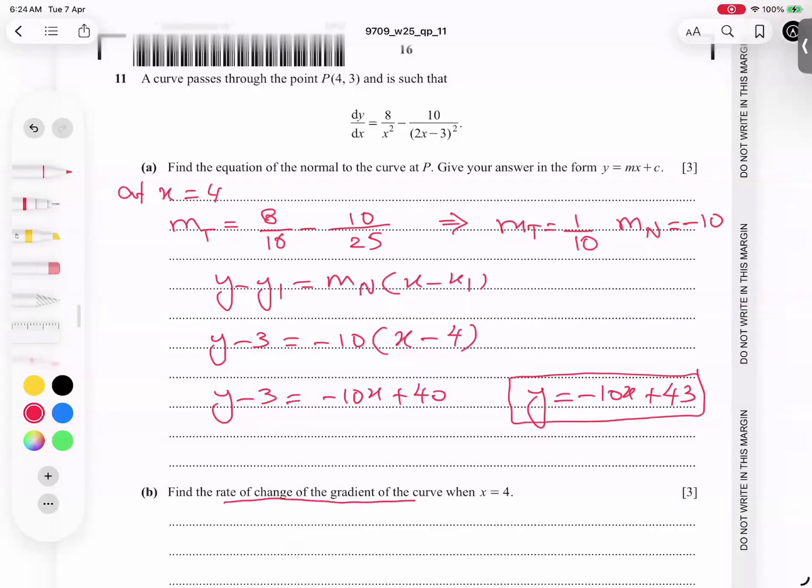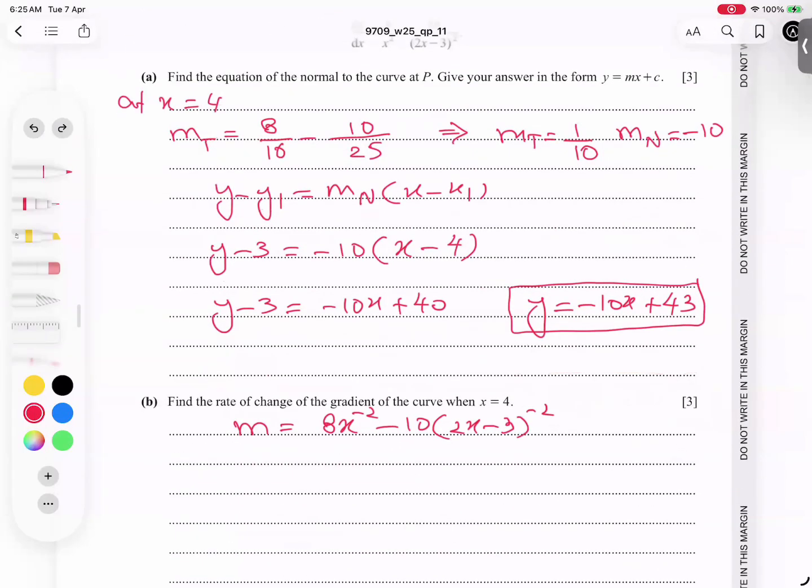Rate of change of gradient. He said rate of change of gradient when x is 4. So gradient means dy over dx. So for the rate of change of gradient, we have to differentiate once again. Okay, I will not rewrite dy dx, I will write m here. So 8x to power negative 2 and 10 times (2x minus 3) to power negative 2. So this I have taken from there, and now he's saying rate of change of gradient.